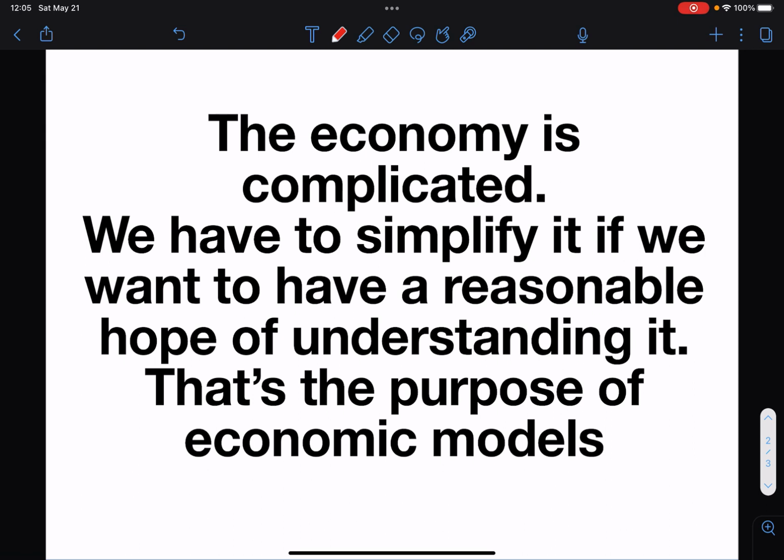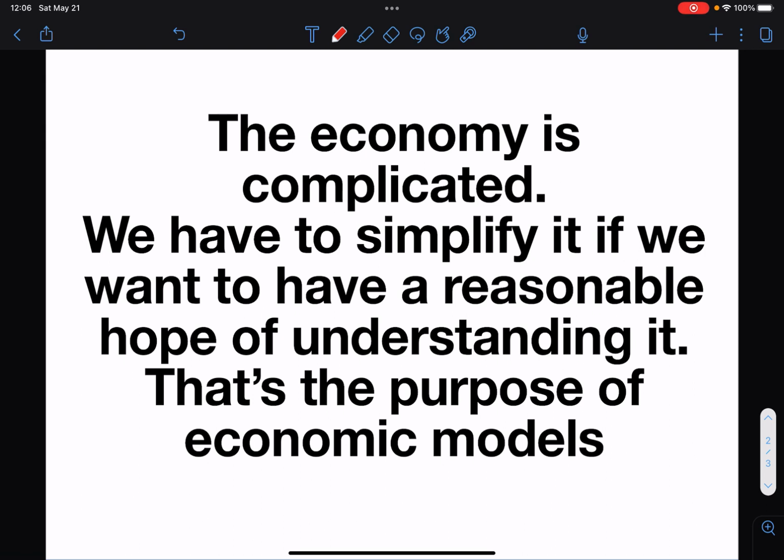Think about it. There are 330 million or so people living in the United States. There are more than 32 million businesses. There are local and state governments and the federal government that spend trillions of dollars every year. Each one of those players is a separate piece in a complex machine. There is no way that we could possibly study something so complicated, with so many moving parts in its entirety. We have to break it down into something more manageable.